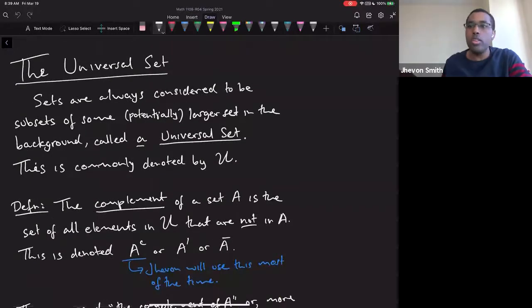We also spoke about the universal set. We always consider that there is some universe in which we're working. Our sets don't just come out of thin air. There's no spontaneous creation of sets. There's a universe of stuff that existed in the background, and we use this universe of things to create whatever sets we're talking about. This is called a universal set.